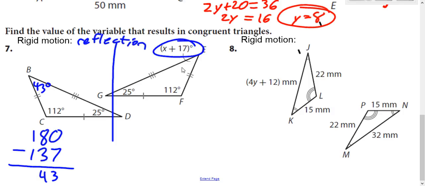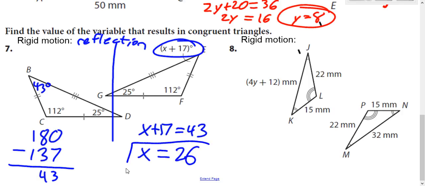Which means that that x plus 17 angle has to equal 43 degrees. X plus 17 equals 43. Subtract the 17. You get 26.